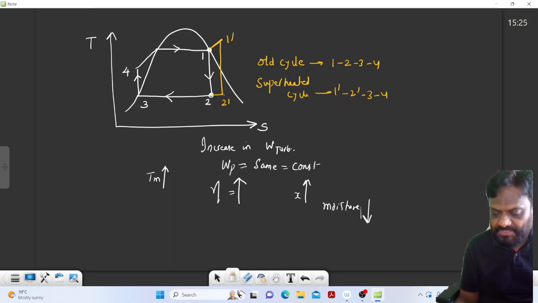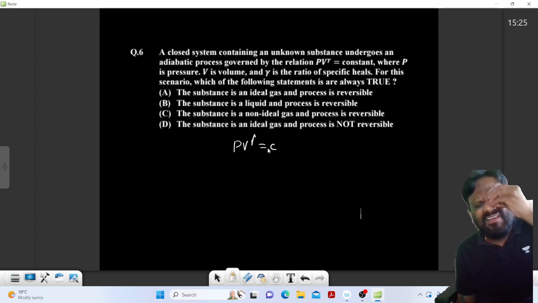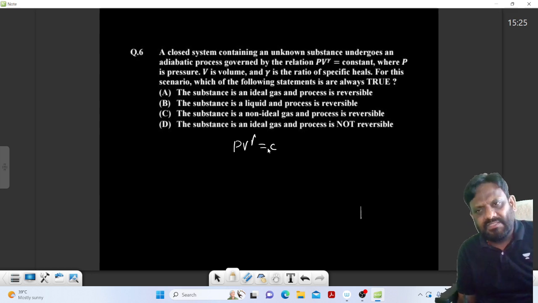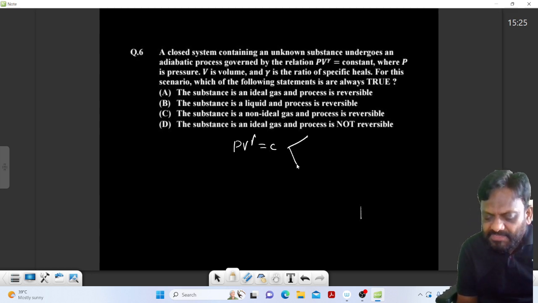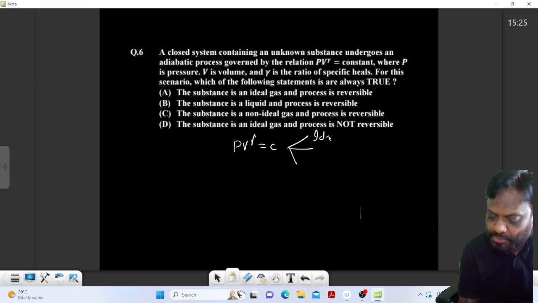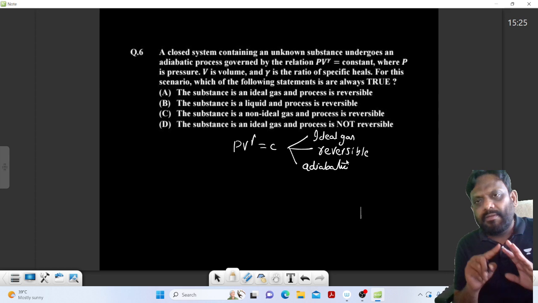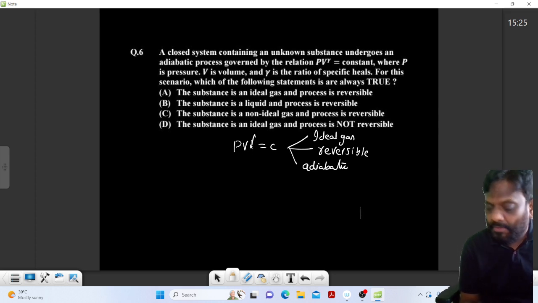Very good, sir. Next. Now, a closed system is undergoing the process given by PV^gamma equal to constant. And you know, I shout like anything in class. To apply this equation, always 3 conditions must be satisfied. The working fluid should be an ideal gas, the process has to be reversible, and the process has to be adiabatic. Out of these 3 conditions, even if one condition is not satisfied, I cannot apply this equation.